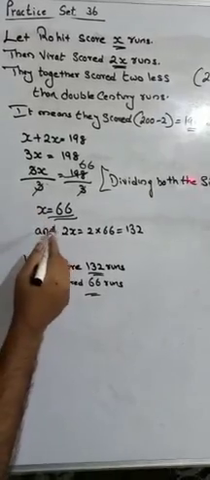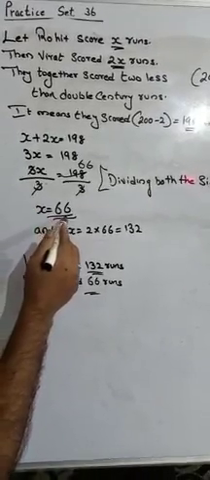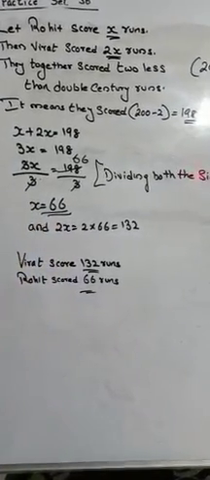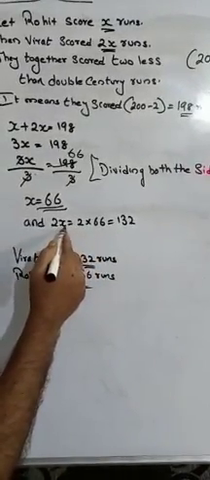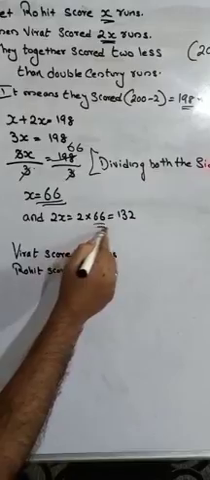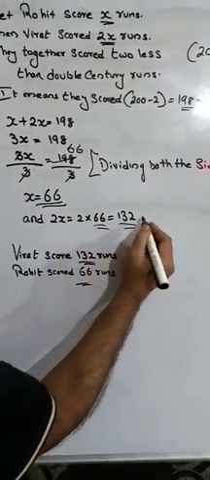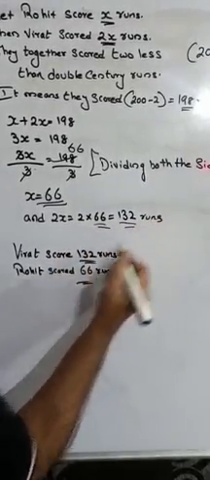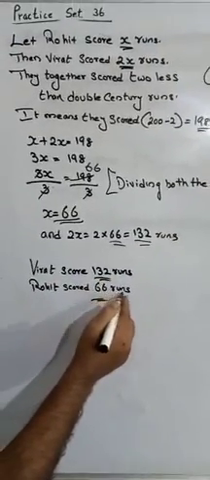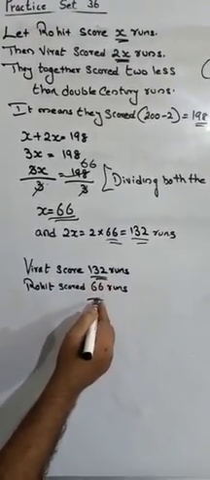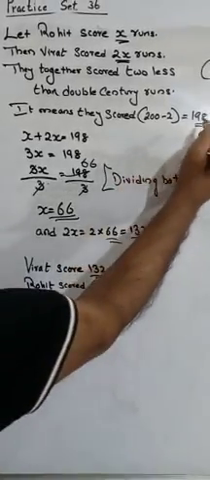We came to know Rohit's score x, that is 66, and Virat's score is double of it, 2x. So 2 into x, that is 2 into 66, that is 132 runs. Virat's score is 132 runs and Rohit's score is 66 runs. If you add together both the numbers, we get 198 runs.